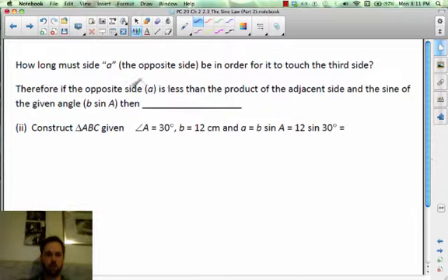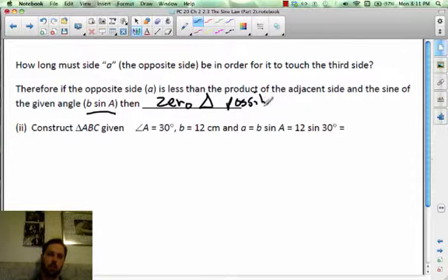Okay, so here's your little rundown of the opposite side. If a is less than the product of the adjacent side and the sine of the given angle, which is written as b sine A, then you cannot make a triangle. 0 triangles possible.